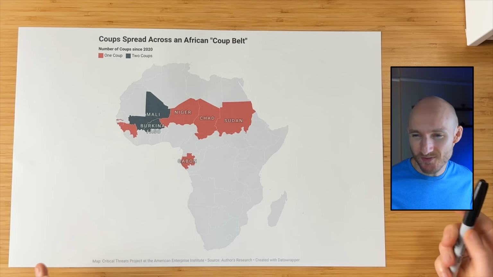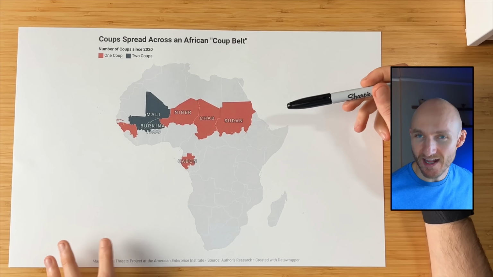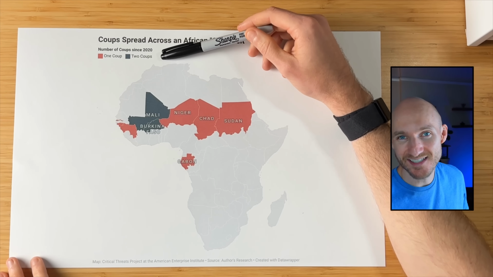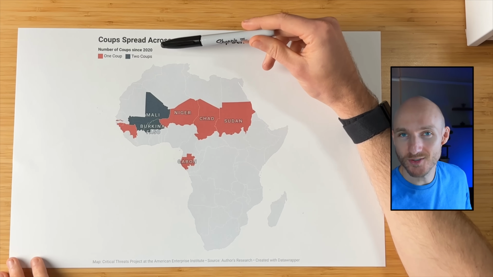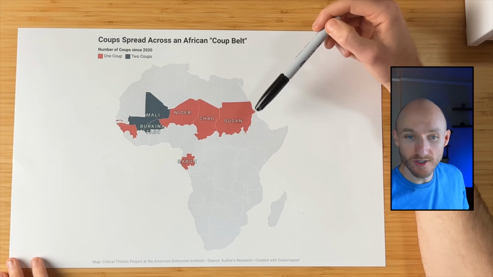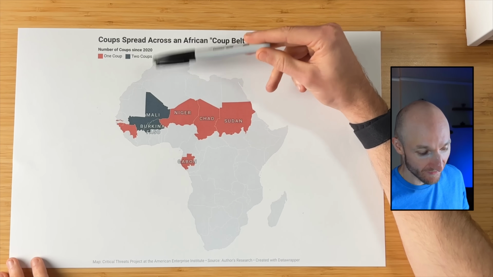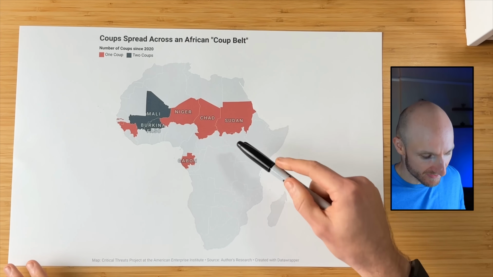But maybe the saddest one, though, is what's called the coup belt. This is the Sahel region in Africa. And this is maybe one of the saddest legends of any graph, which is the number of coups since 2020. So in the last 5 years, the red ones have had one coup, while the dark color have had 2 coups. And so yeah, all these ex-French African colonies are having a lot of coups.